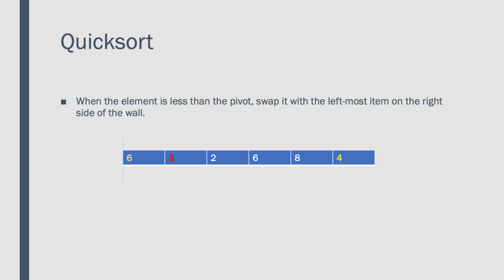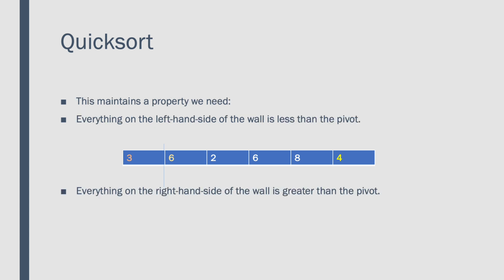When the element is less than the pivot, swap it with the leftmost item on the right side of the wall. So we swapped it. Then we'll shift the imaginary wall to the right, and this maintains a property we need: everything on the left hand side of the wall is less than the pivot, and everything on the right hand side of the wall is greater than the pivot.